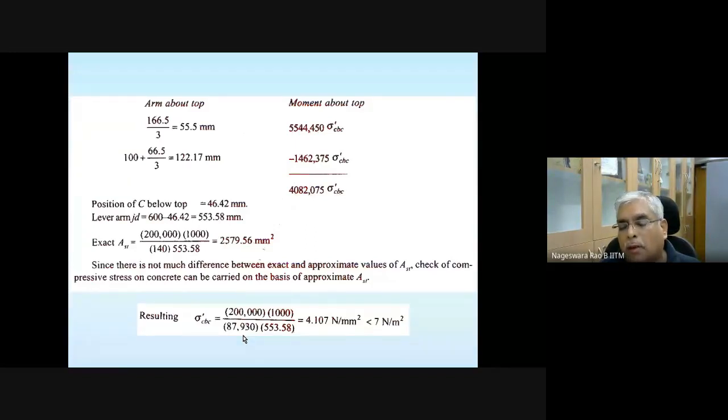Finally, we need to solve the problem. In the sense, we need to design the section in such a way that all the stresses are within the limits and it is complying with the codal requirements.